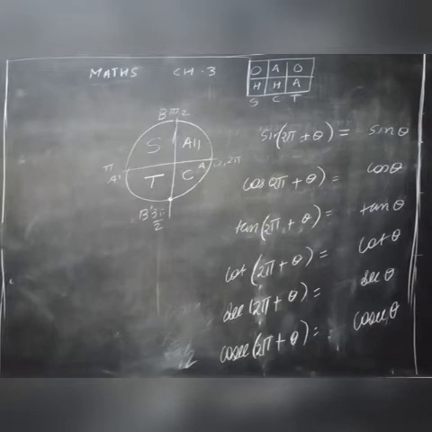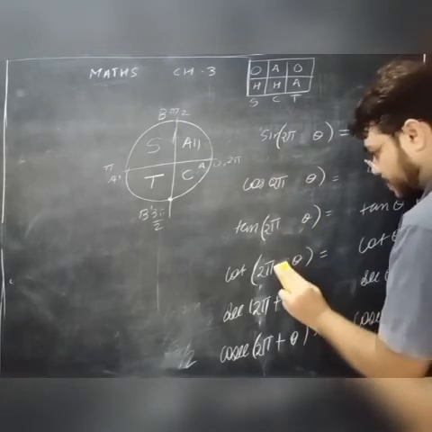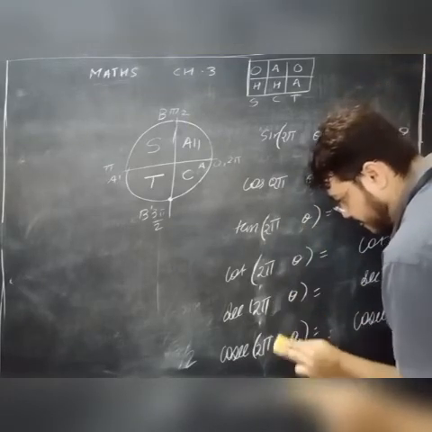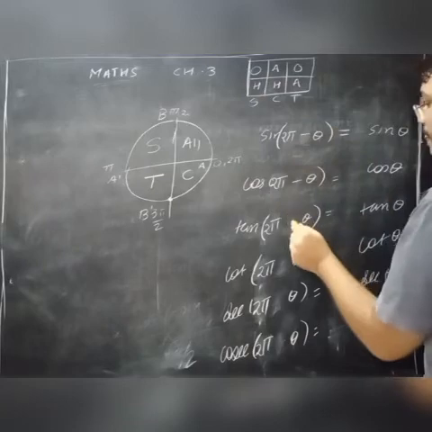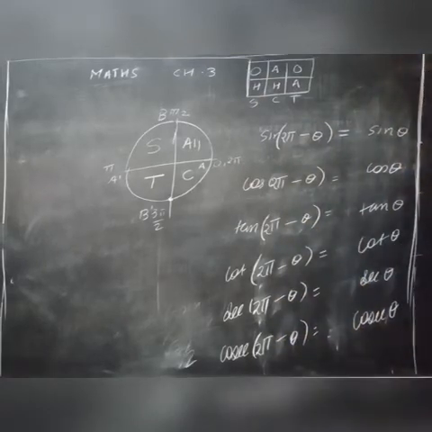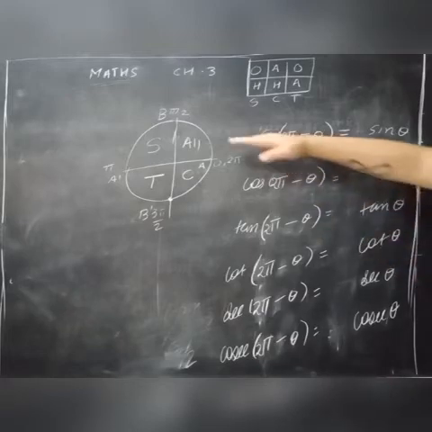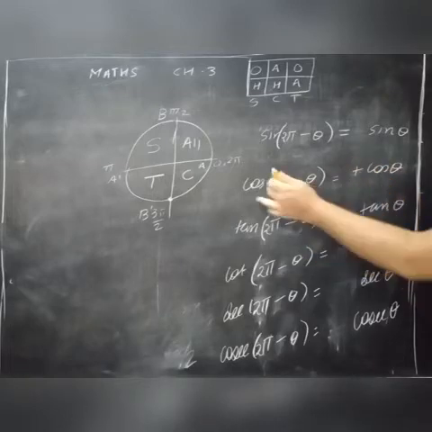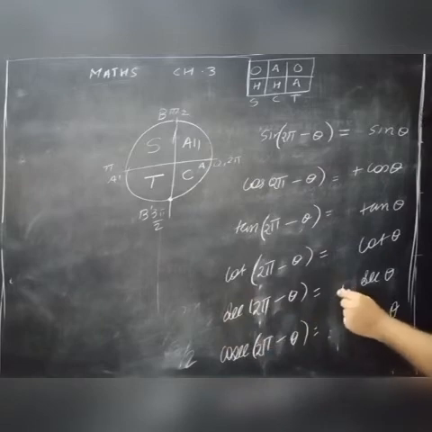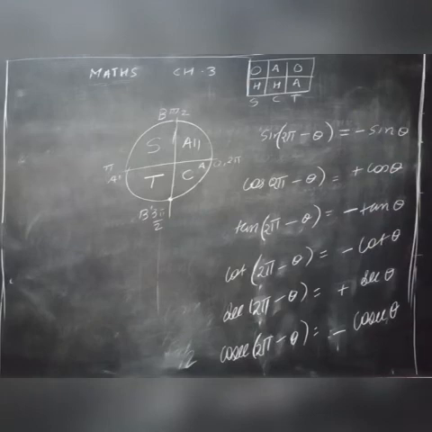And if I take 2 pi minus theta, then again the reference point used is A. This will not change my function, but the quadrant obtained here is 2 pi minus, that is the fourth quadrant, and in the fourth quadrant cos is positive, and the reciprocal of that is positive, remaining will be negative, right. So this is the formula for 2 pi minus theta.